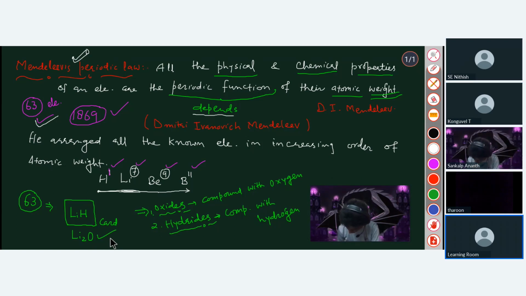So first you have to remember that this Mendeleev's periodic table was given in 1869, and there were 63 elements, and he gave the law that is known as Mendeleev's periodic law, in which he stated that.